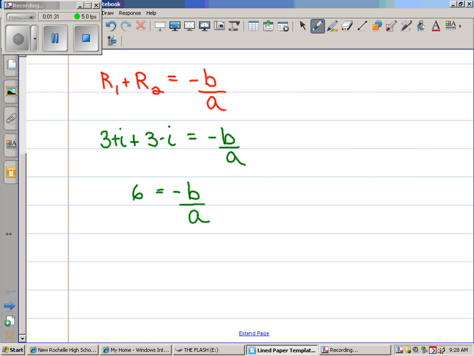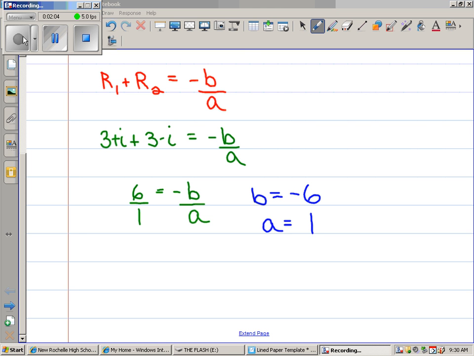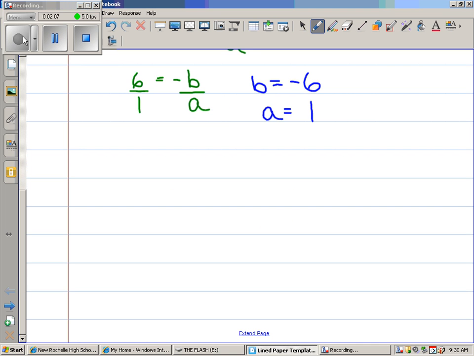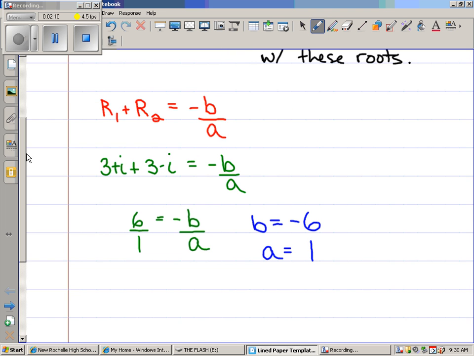Which means, how much is b? Right? B, right. B therefore has to equal negative 6, because negative b is 6. And how much is a? Good. We got two of the three letters that we need. We got a and b, and now we just got to go looking for c. All right, now we got to go find that third one. We got to find out how much c is, right?